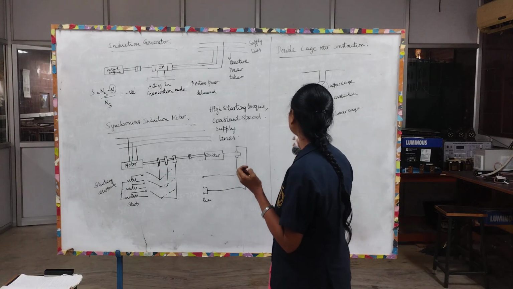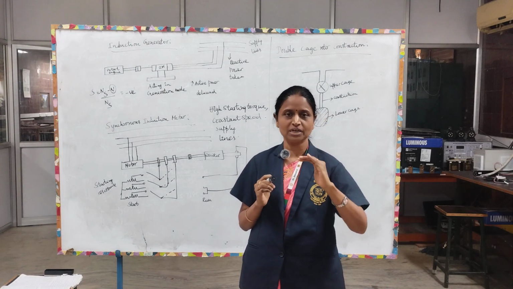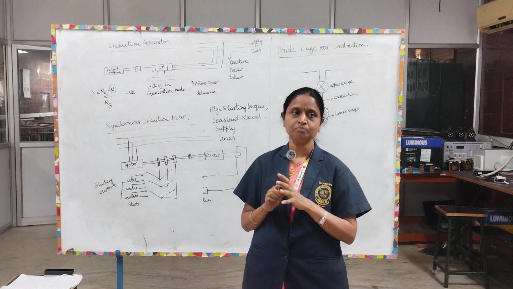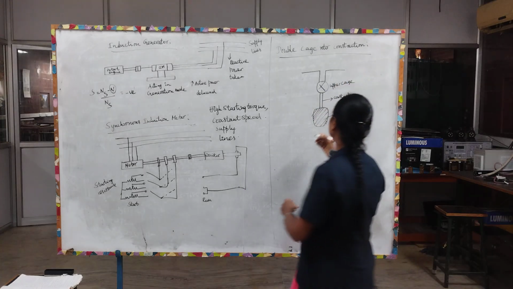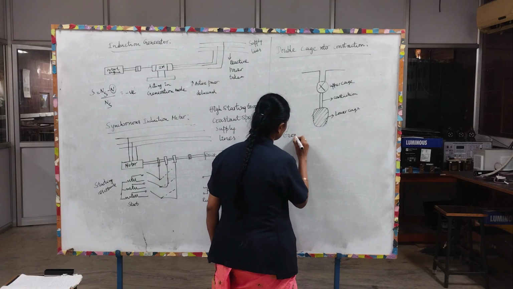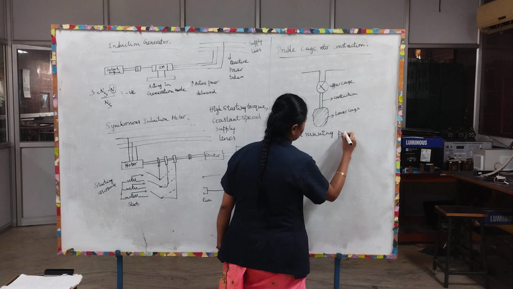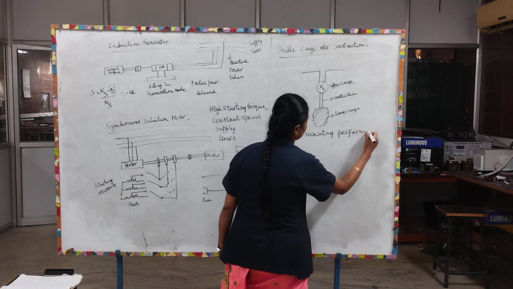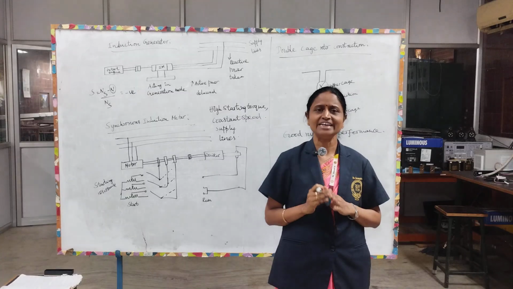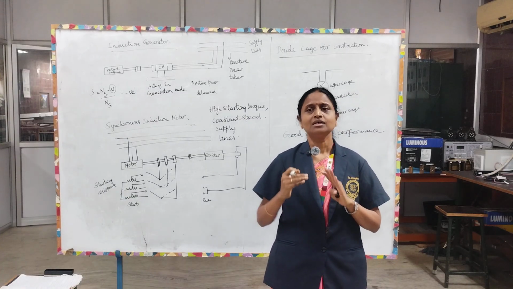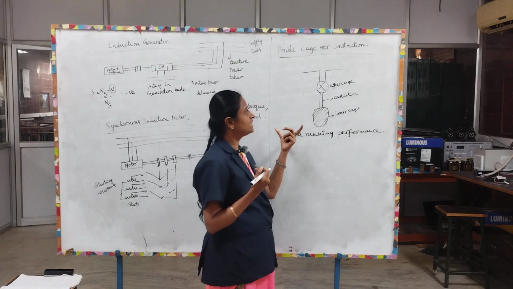In a double cage rotor, the name itself says that we have two cages, one is the upper cage and the other is the lower cage. Why do we prefer this double cage rotor? In order to get a good running performance, we are going for a double cage rotor. As you know already, in an induction motor the rotor receives electrical power by the induction principle. That's why it is called an induction motor.